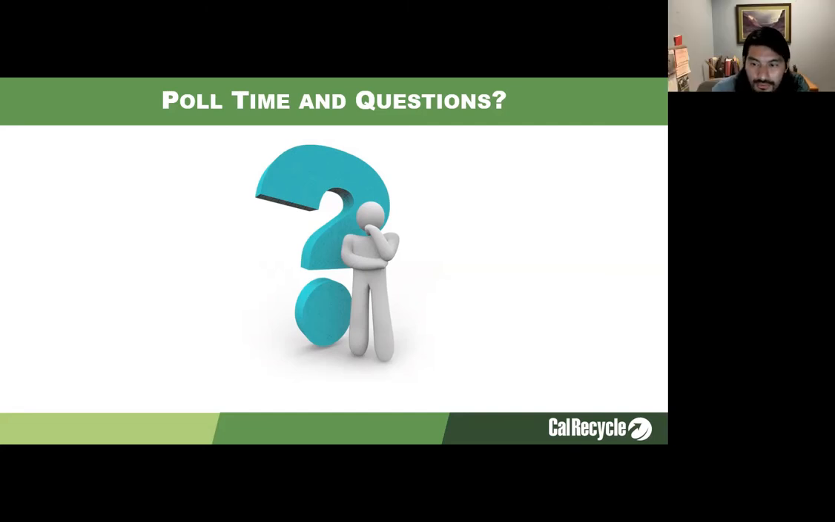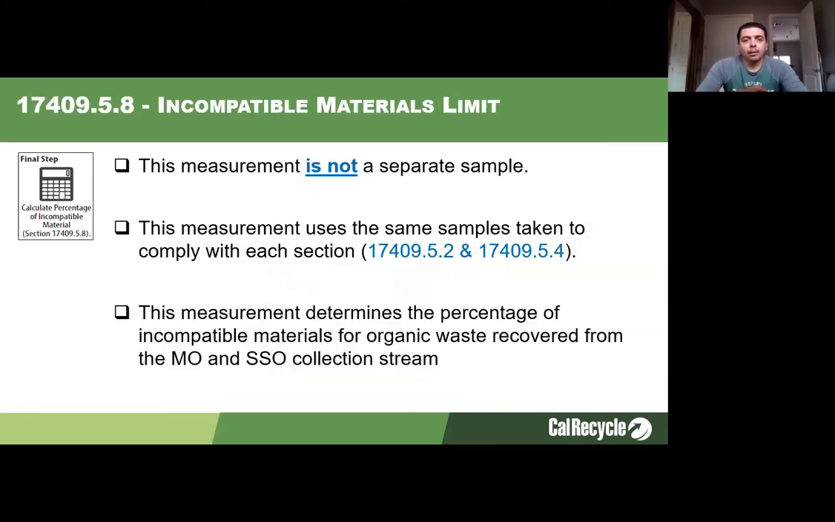And then it's important to note that by the beginning of 2025, that jumps from 50% to 75% organic recovery efficiency. So, good question. Okay, in the interest of time, I'm going to go ahead and pass it back to Marcus. Cool, thank you, Martin.